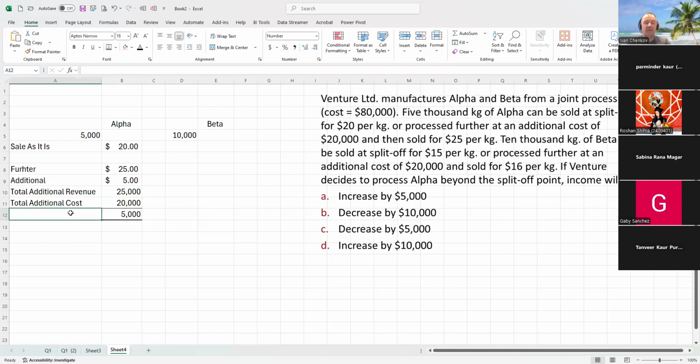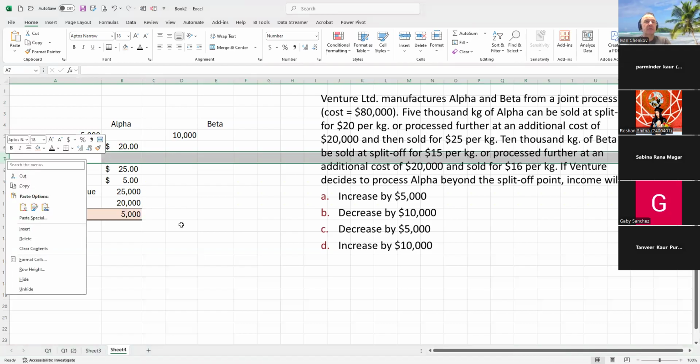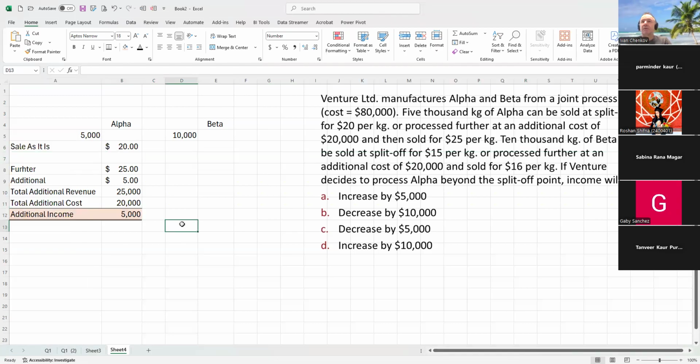That will be my additional income, right? Yes, 5,000. So are we going with this or not? Where are we making more income? If we sell it as it is, we make $20, but if we go further, the additional cost is $5 and we get an additional 5,000, right? So selling as it is or going further? Going further. That's for alpha.